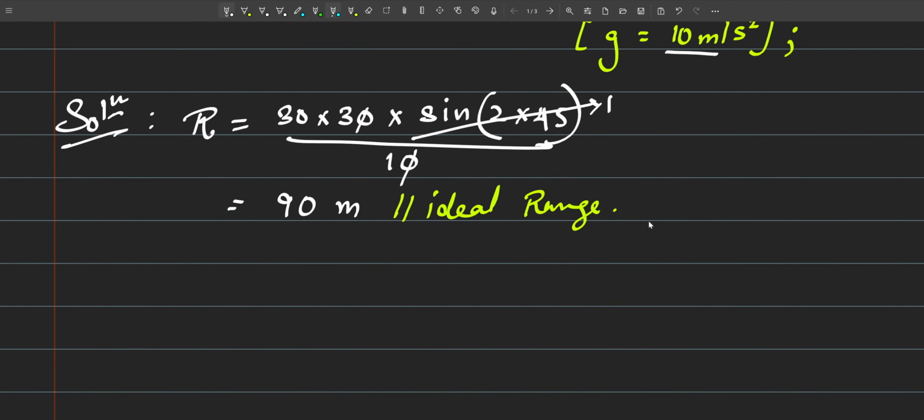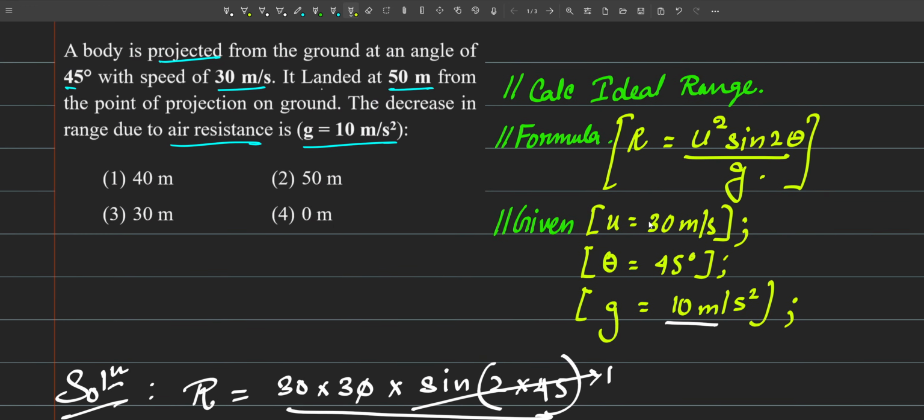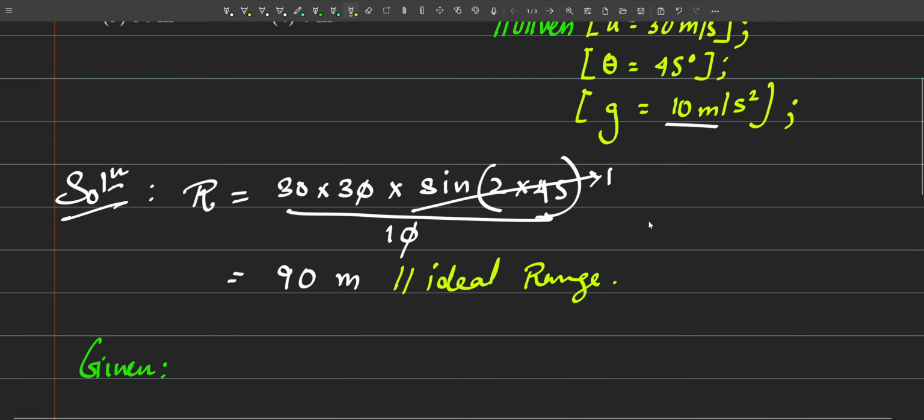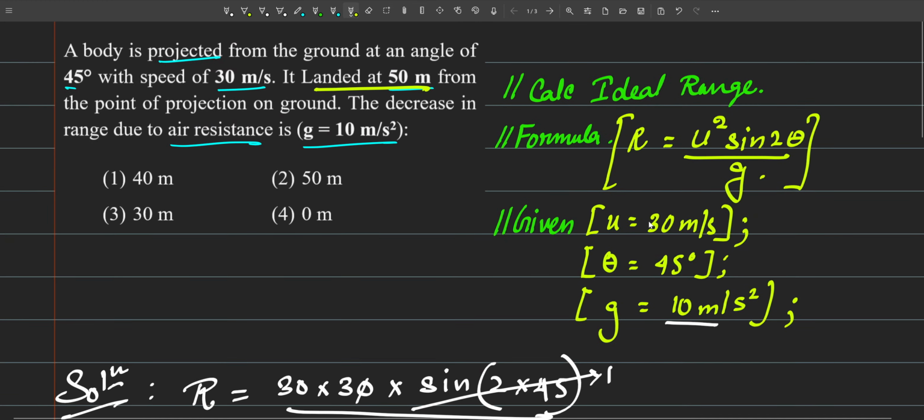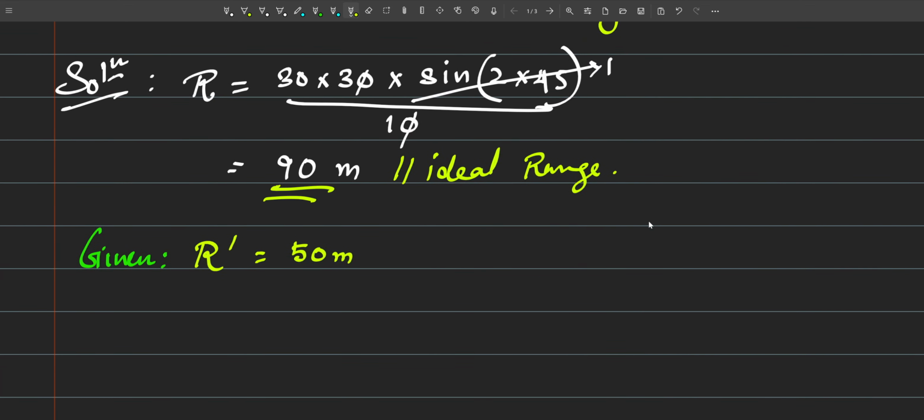Now we are given that it landed at 50 meter. So given range, that is R dash, is equal to 50 meter. Now we need to find the decrease in range. So basically we will subtract the given range from our ideal range.